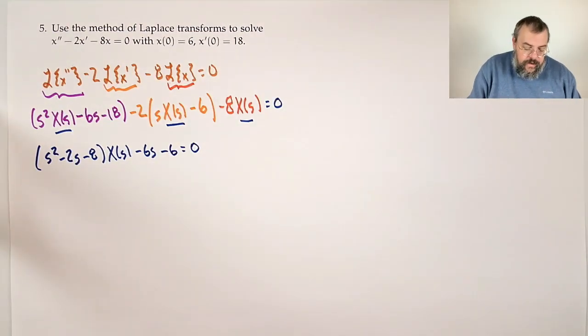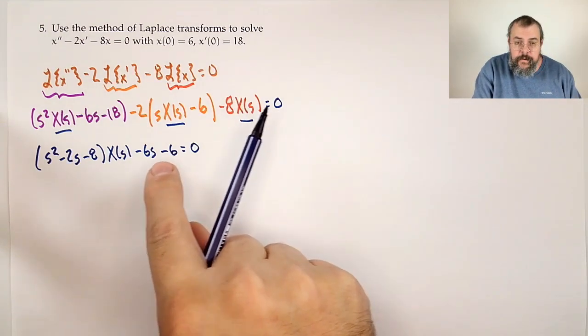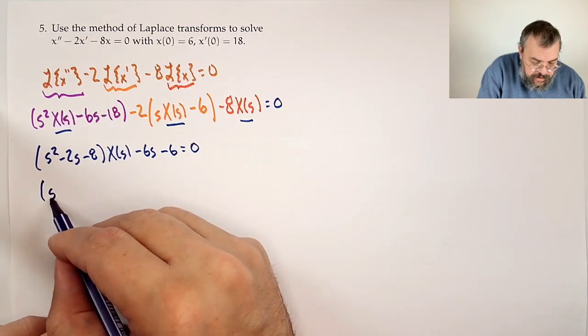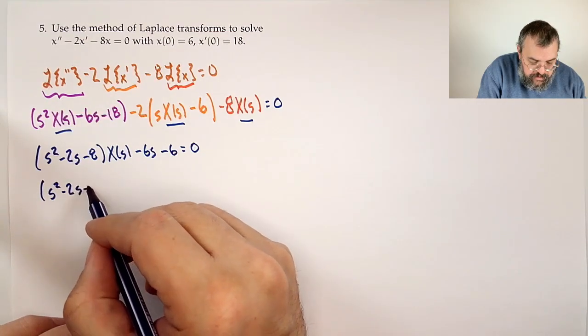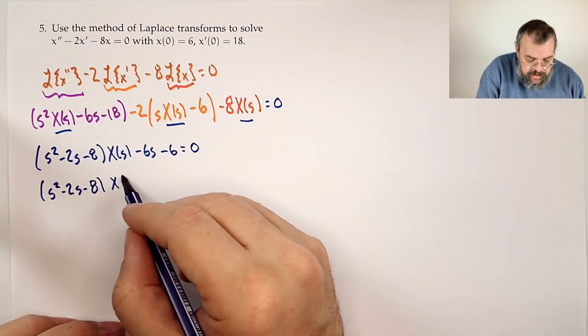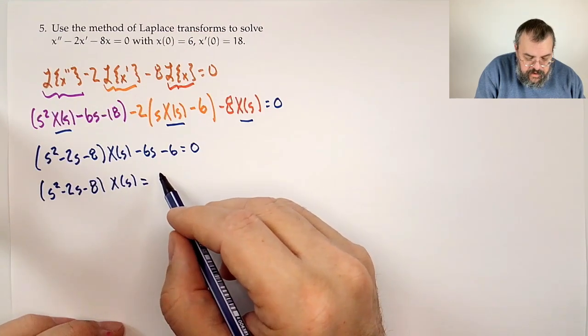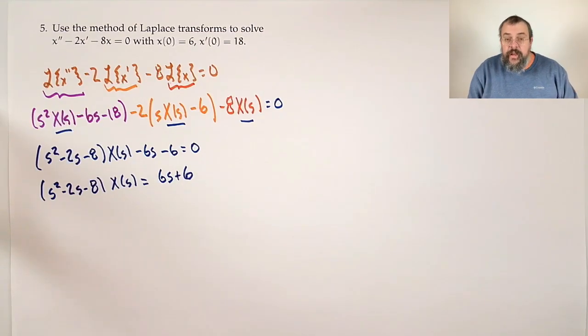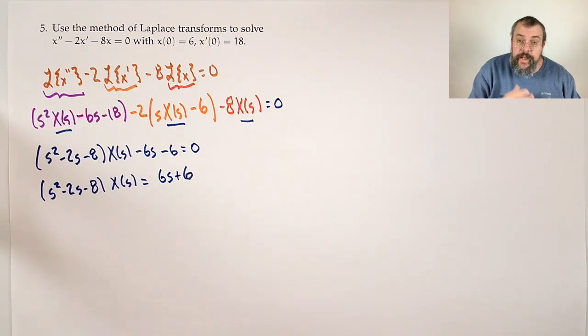Okay. Well, move the parts without x of s over. So we have s squared minus 2s minus 8 times x of s equals 6s plus 6. All right. Now what? Well, to get x of s by itself.